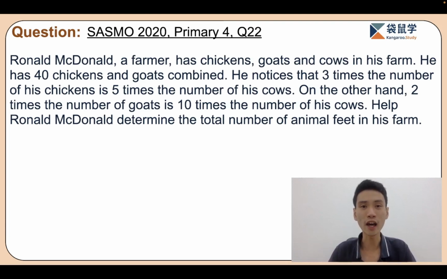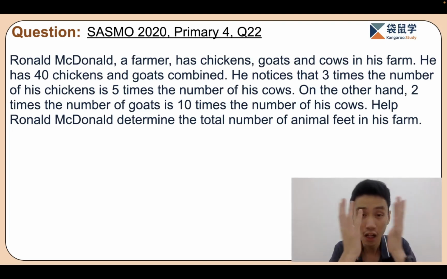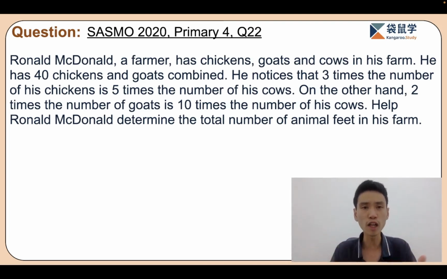Now, when you look at this question, you might be thinking to yourself, wow, I'm so stressed. There's so many kinds of animals, 3 kinds of animals. And what's more, we have so many different multiples. How am I going to solve this? But not to worry, I'll take you through this problem step by step.